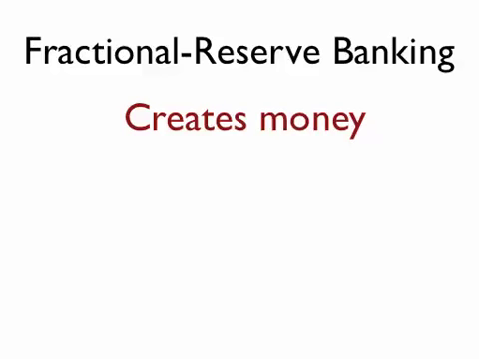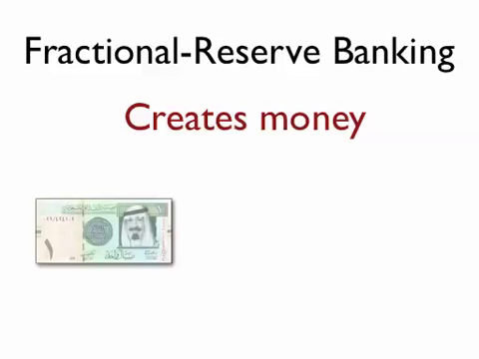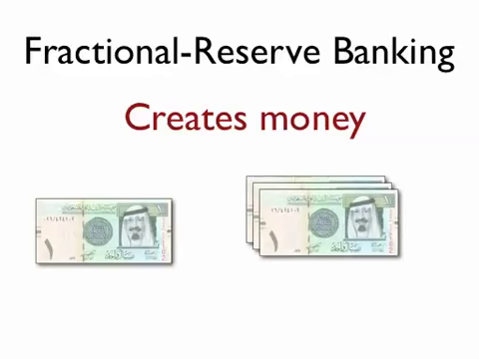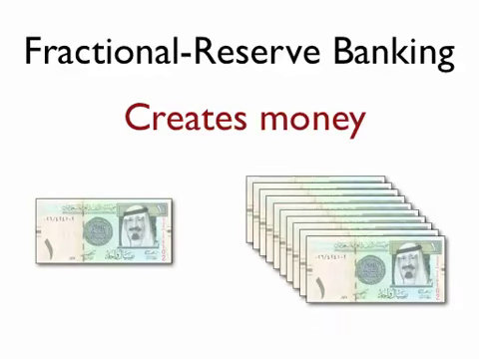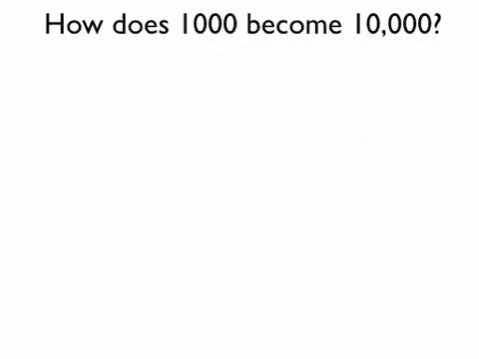And let's just go through how this actually works. We can start with 1 rial, and we can end up with 10 rials based on the reserve requirement that a bank has. This is kind of like magic, but it's simply a mathematical equation that allows us to see exactly what happens when a bank is allowed to loan out a portion of its deposits. And let's see how this happens, and we'll ask the question, how does 1,000 become 10,000?